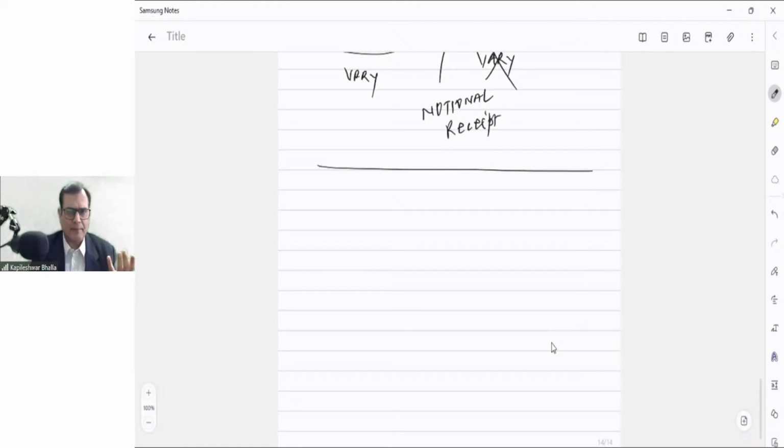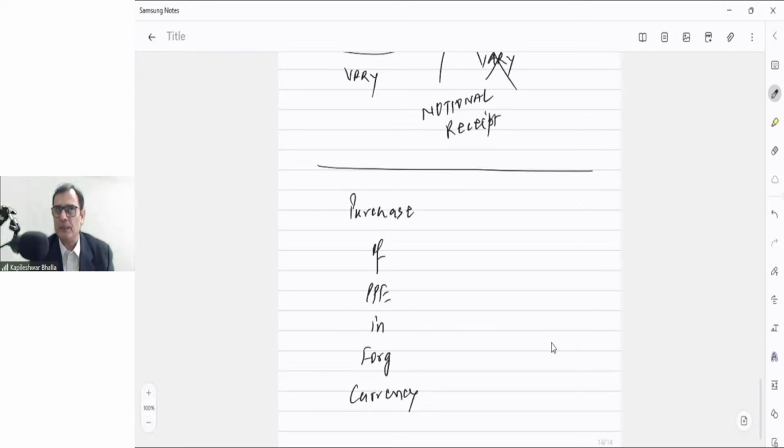Let's take another example other than the illustration number 4, which I showed you. Let's say my company enters into a contract to buy. There is a purchase of PPE in a foreign currency. So would this lead to the cash flows getting varied? The money which you're going to pay to buy this PPE in a foreign currency will fluctuate because of the presence of that foreign currency rate in it.